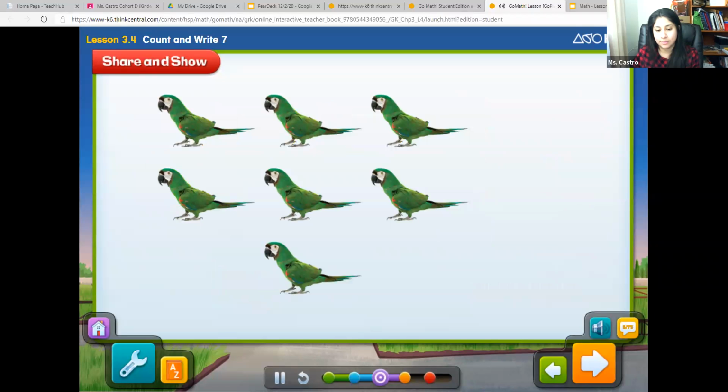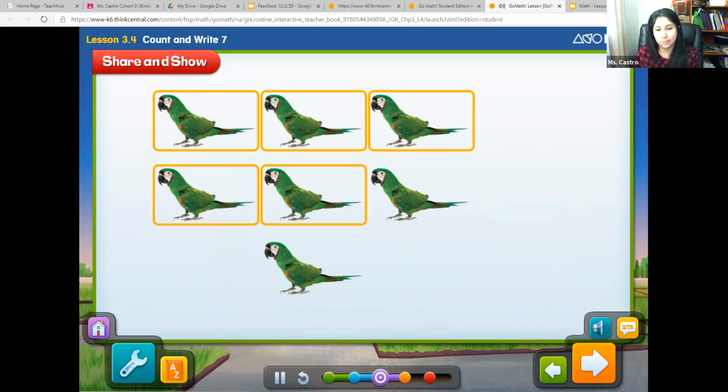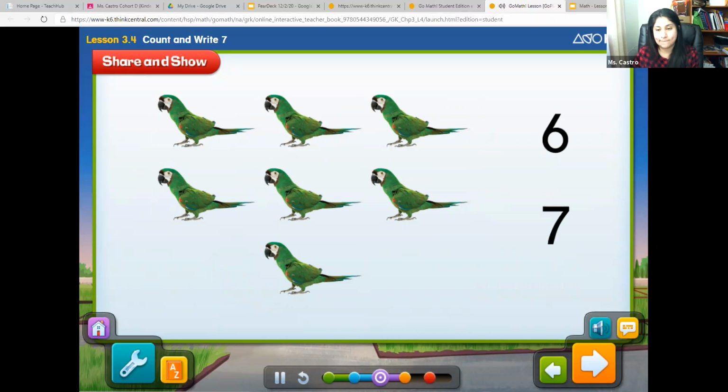Count how many birds you see. 1, 2, 3, 4, 5, 6, 7. You can use a word or a number to show 7. Select the number that shows 7. So they give us 2 numbers. There's a number at the top and there's a number at the bottom.